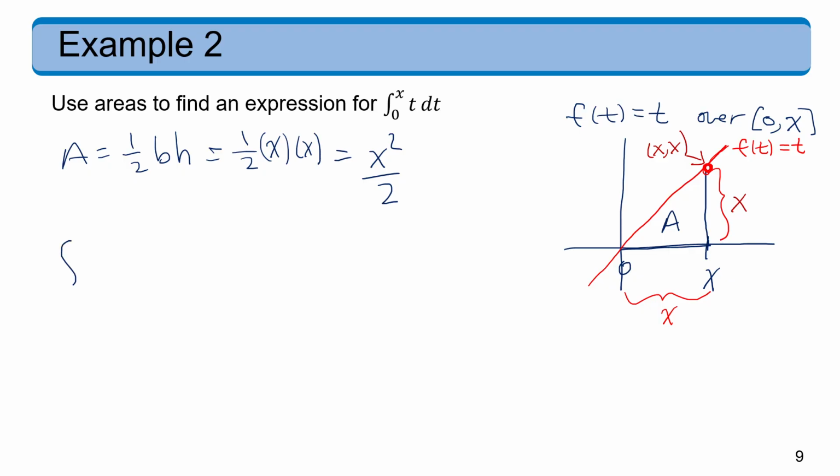Okay, so we were asked to find the integral from 0 to x of t dt. And we know that integral represents the area of the triangle that we sketched. And we just found an expression for that area to be x squared over 2.